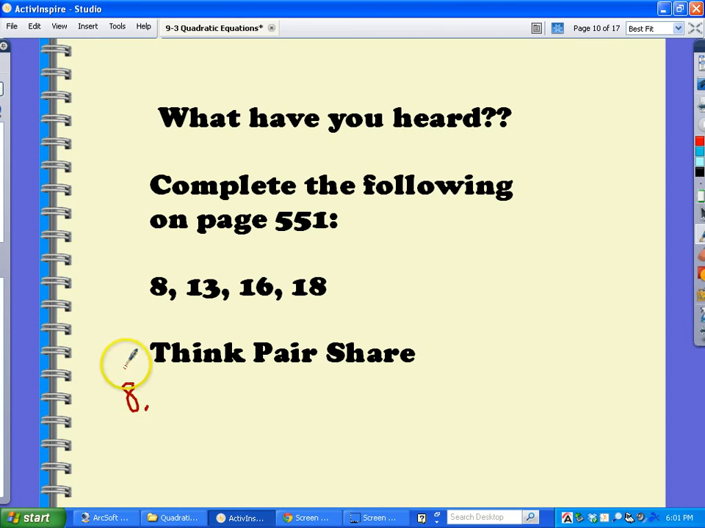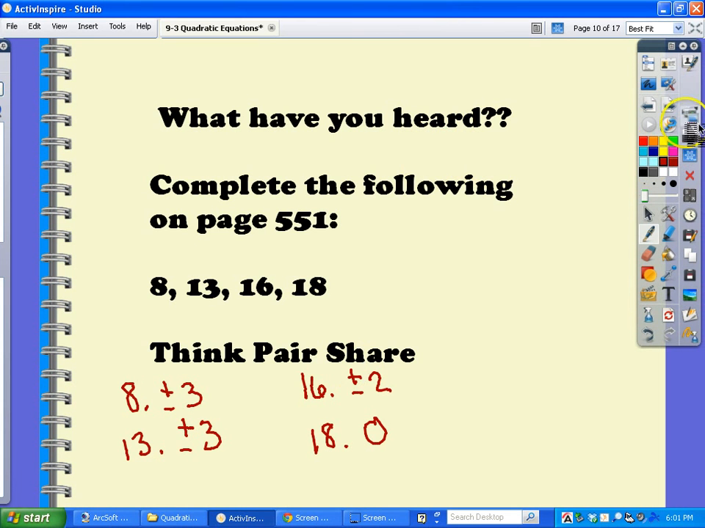But for number 8, what you should have come up with is plus or minus 3. Number 13. Now this is pretty ironic. I did not mean for this to happen, but it's plus or minus 3. Number 16, you should have come up with plus or minus 2. And then number 18, you should have come up with 0. Now there were no solutions in that one, but keep in mind about the no solutions. If your y-intercept is positive, you have no solution.